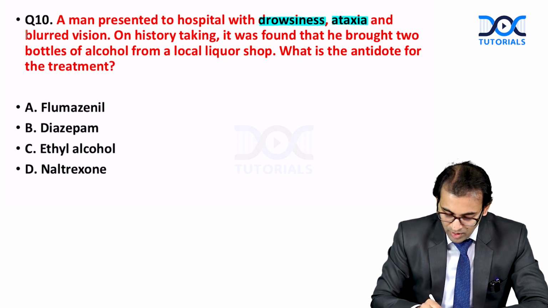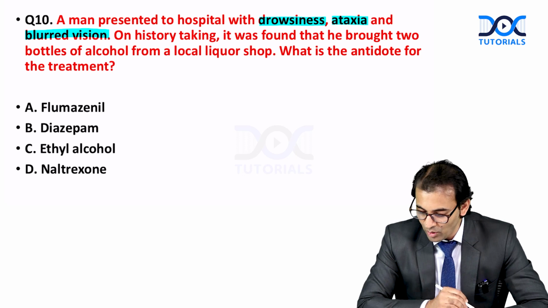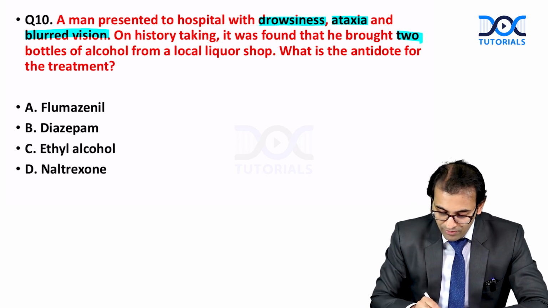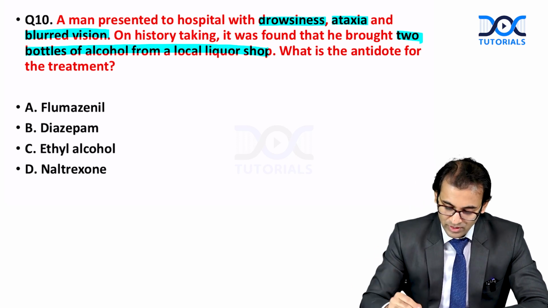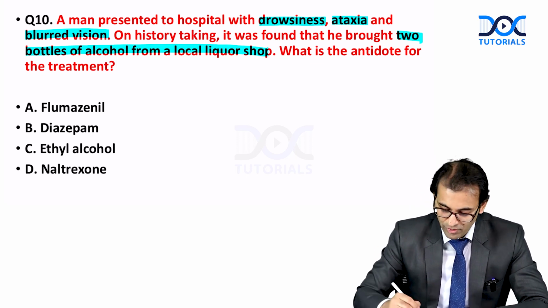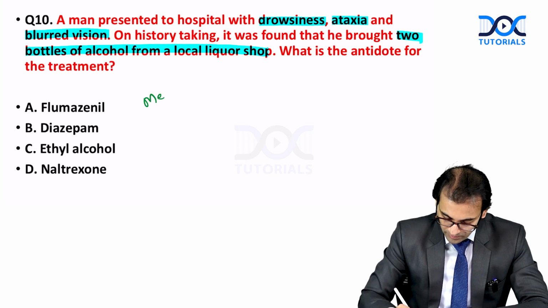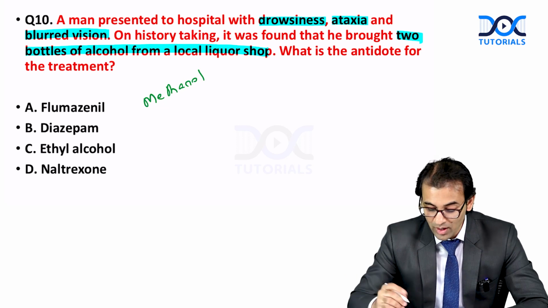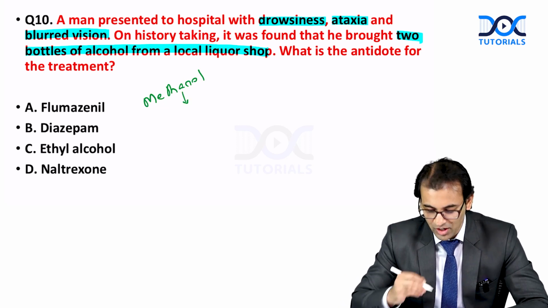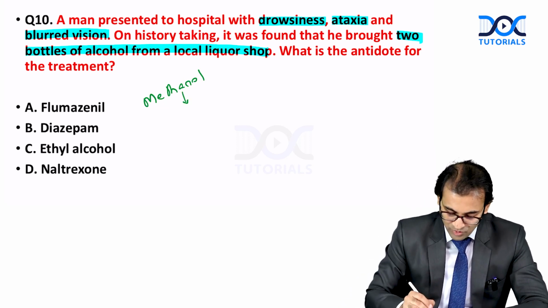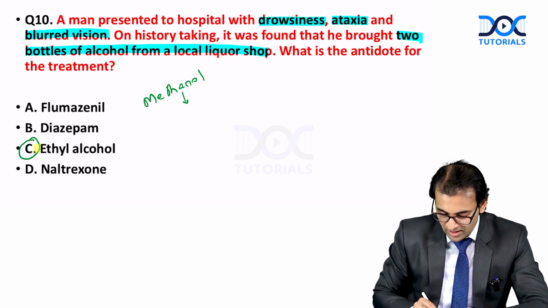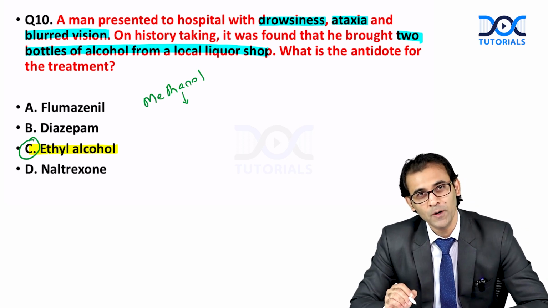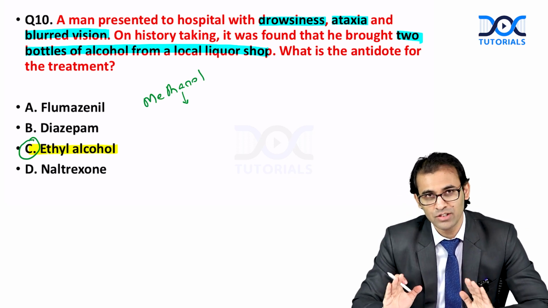A man presented to hospital with drowsiness, ataxia and blurred vision. On history taking, it was found that he brought 2 bottles of alcohol from a local liquor shop. What is the antidote for the treatment? So this is the direct question from methanol poisoning. Local shop, right? So methanol poisoning. What is the antidote for methanol poisoning? It is ethyl alcohol, ethanol. Very easy to understand, very easy question.